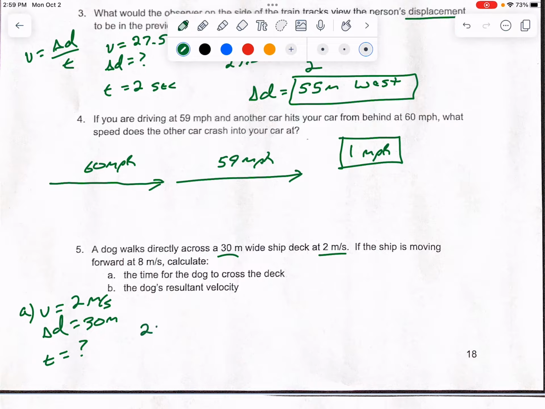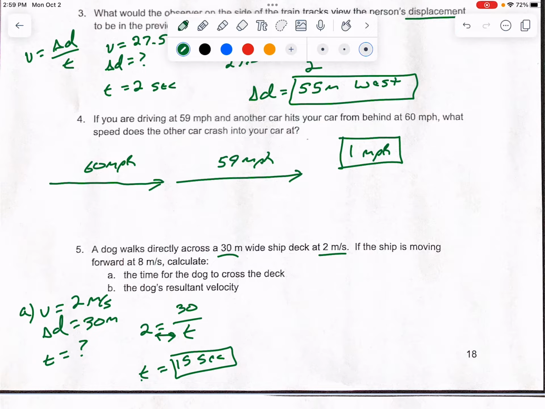So it's going to be 2 equals 30 over t. Be careful with your math. You can always switch the t and the 2, but that is only when the variable that you want is on bottom. So if there's an x on bottom, you can do that. If it's on top, you cannot. So that means it's going to come out to be a time of 15 seconds.